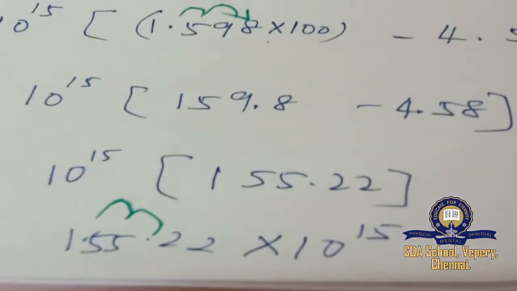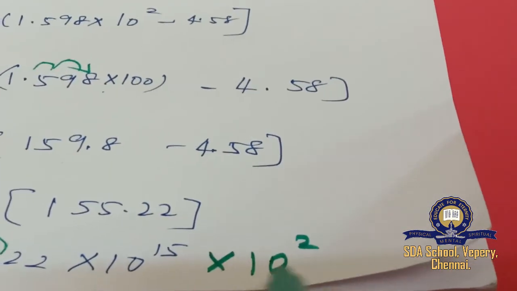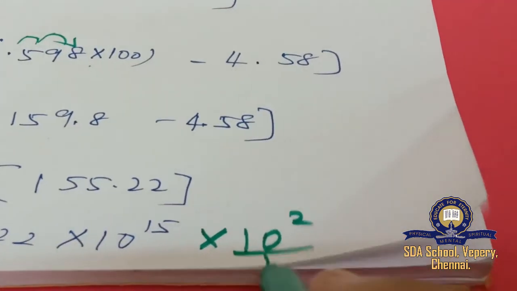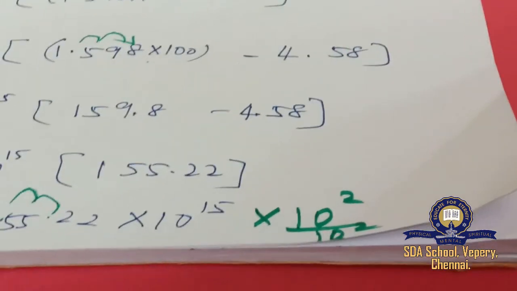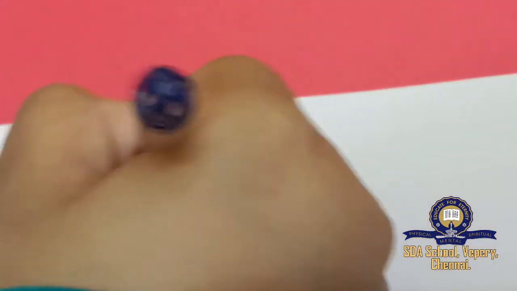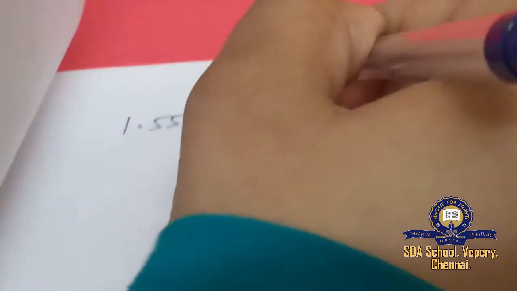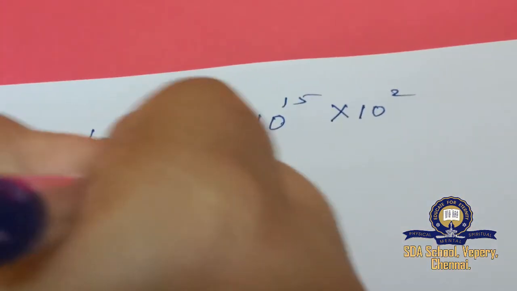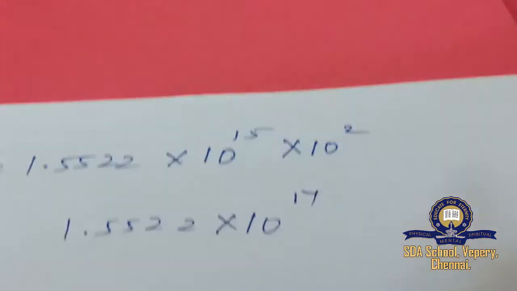So what do I do next is, multiply by 10 power 2, then divide by 10 power 2. Multiply and divide by 10 power 2 itself. Okay, students. Then what will I get is 1.5522 into 10 power what? That is 15 into 10 power 2. I have to club up together. Okay, what will I get? 1.5522 into 10 power 17. Yes.